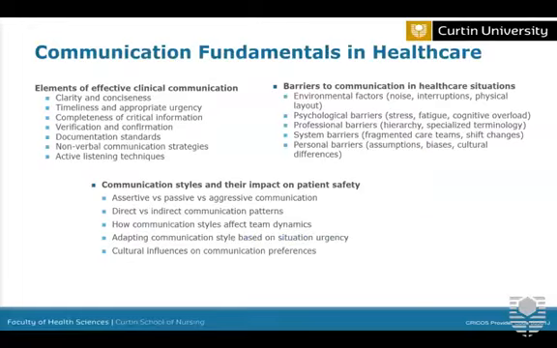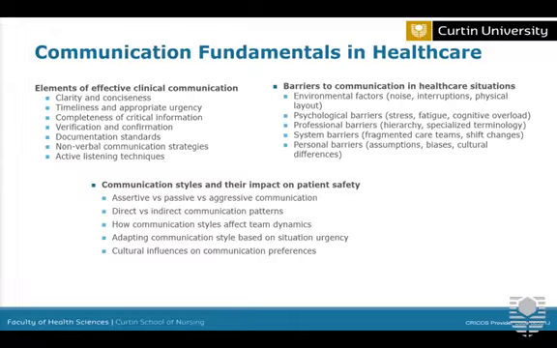So when we're thinking around communicating well in the clinical area, we're looking to see that our clinical communication is clear and concise, it's timely and appropriate, it's complete of critical information, there are verification and confirmation processes, there are documentation standards that we adhere to, we consider the non-verbal and the active listening techniques that were talked about earlier on, we consider the barriers to communication in healthcare situations, so that is the environment, noise, interruptions, physical layout, psychological barriers around stress, fatigue as well, or cognitive overload, and professional barriers that might relate to specialised terminology or hierarchy, system barriers that impact care team approaches or shift changes, and personal barriers that we might carry around assumptions, biases, and any cultural differences.